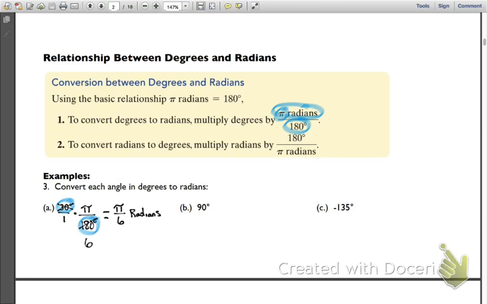Do the same thing with 90. I'm just going to multiply it by pi over 180. That's just 90 over 1. What's the 90's gone? What's the 180 going to turn into? 2, right? So I'm going to have pi over 2 radians.